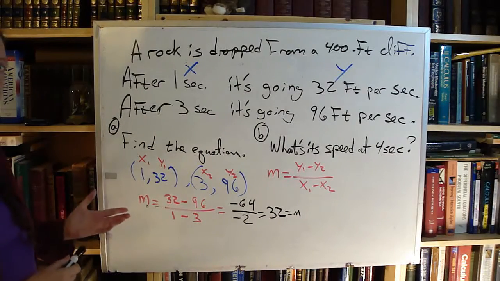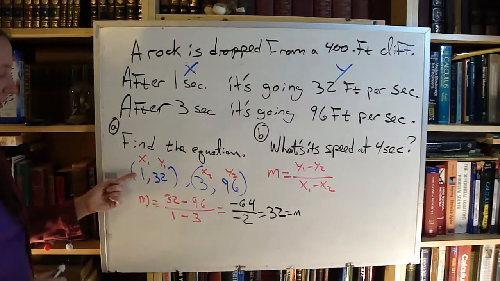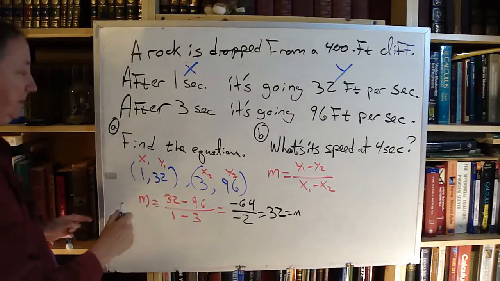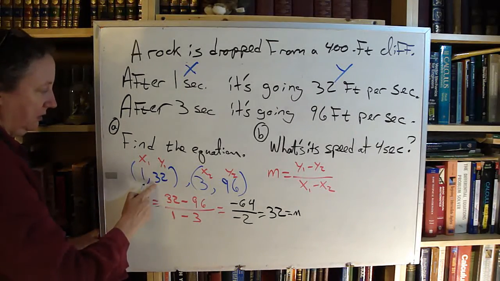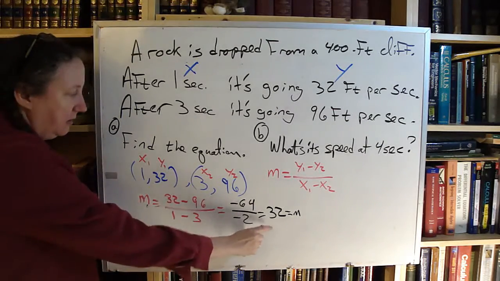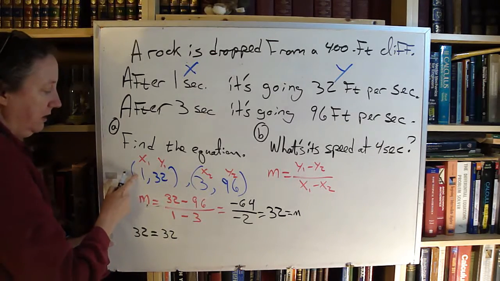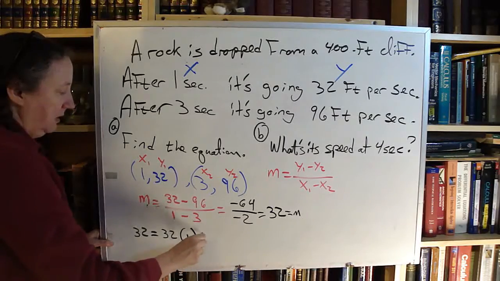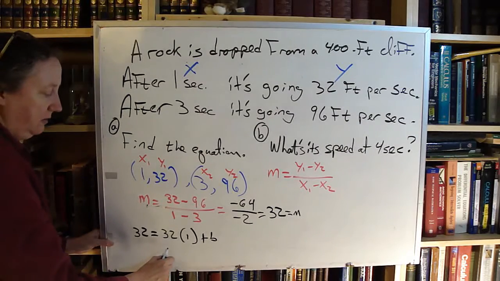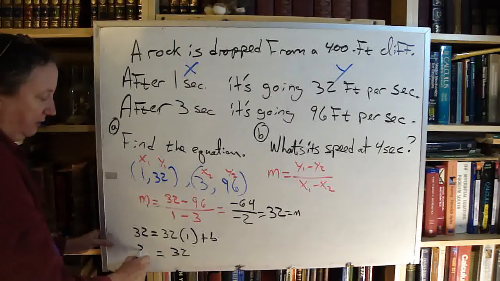Haven't found my equation yet, but I do know my slope. I'm going to take my slope and one of my points. I'm going to use the 1 comma because 1 is easy to multiply. And I'm going to find b. So y equals 32 equals m, 32, times x, 1, plus b. 32 times 1, 32. Carry down the rest of my problem.